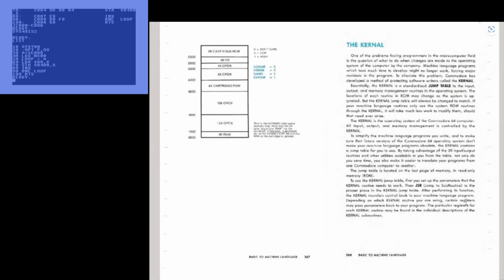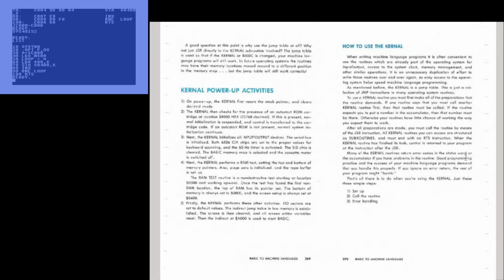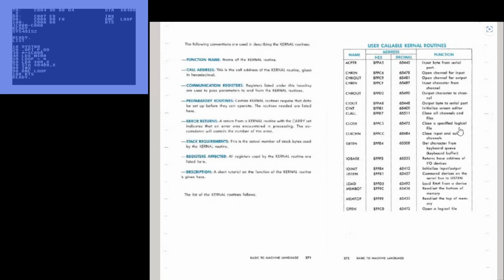But as I go through all these, finding the next page, I'm just wasting time here. I'm trying to get to the kernel. Here we go, the kernel. The kernel is a set of routines primarily for machine language programmers, because there's certain things that BASIC will do for you implicitly that are just hard to do unless you have routines for it. You could write your own routine to put things on the screen, but why reinvent the wheel? So the kernel has a lot of these, what they call user callable kernel routines.